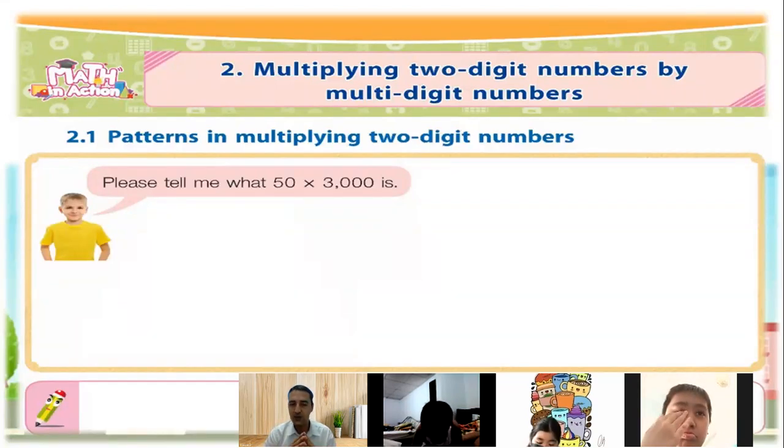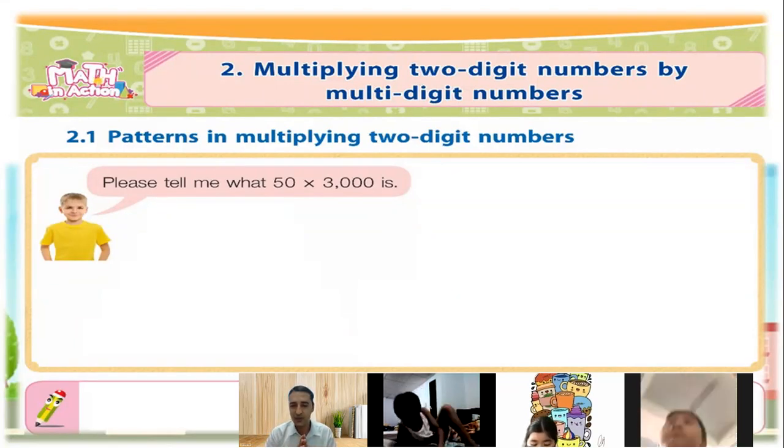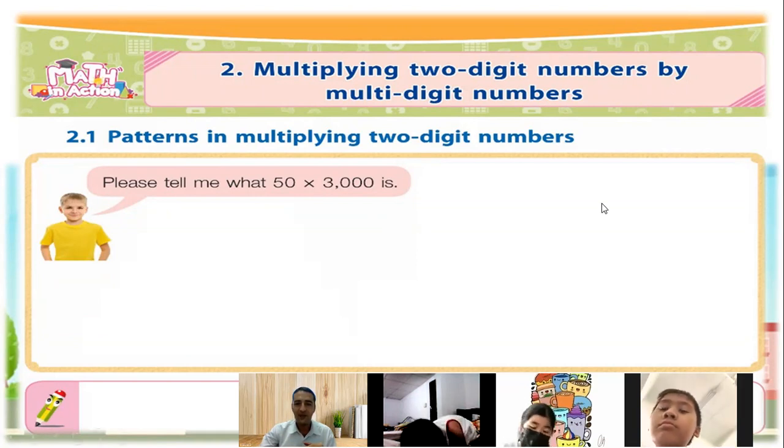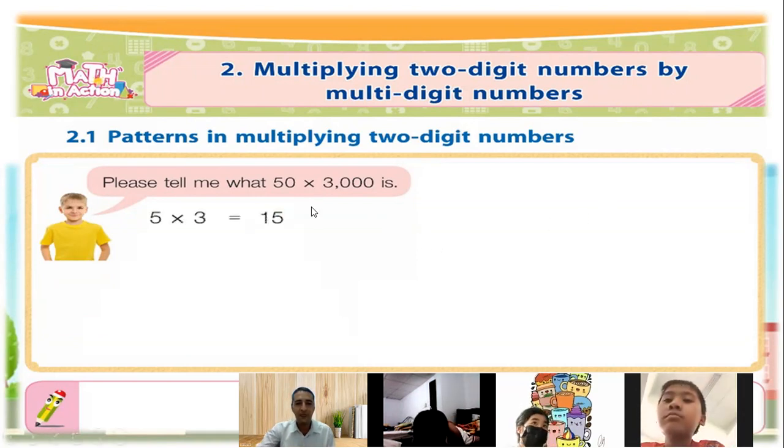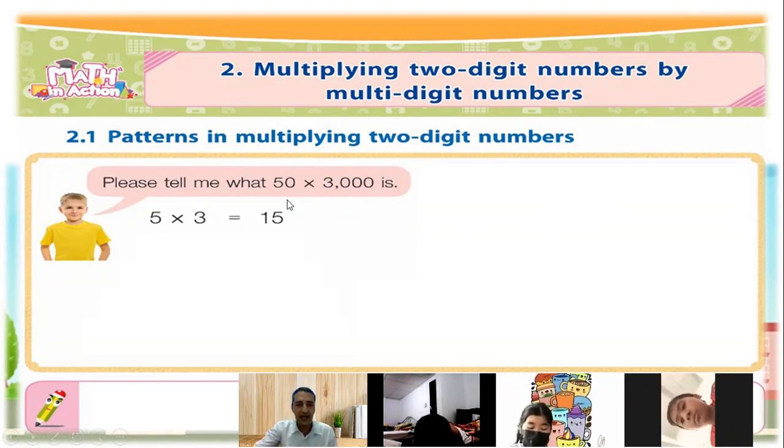So if you are going to solve, first of all, what we have to do to make it easy, we have to make the pattern. Okay, so to make the pattern, first of all, we take the first place. Okay, so first we are going to multiply 5 multiplied by 3 is equal to 15.